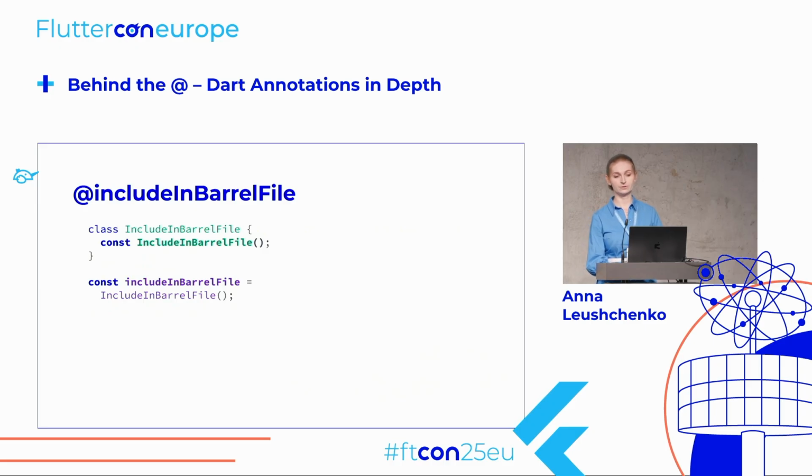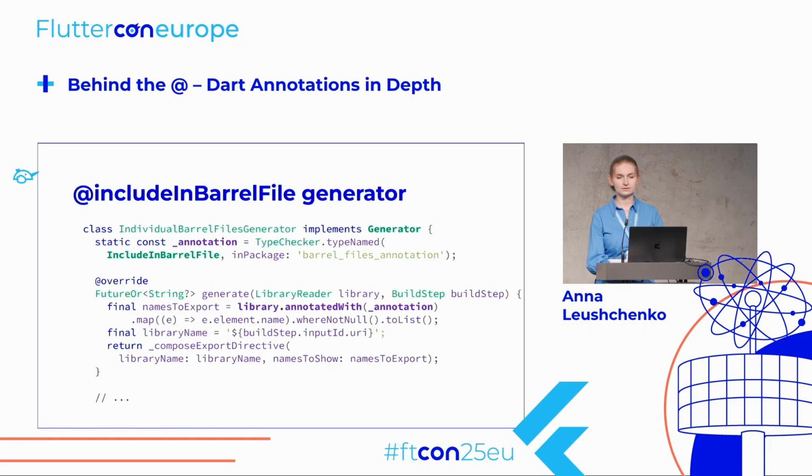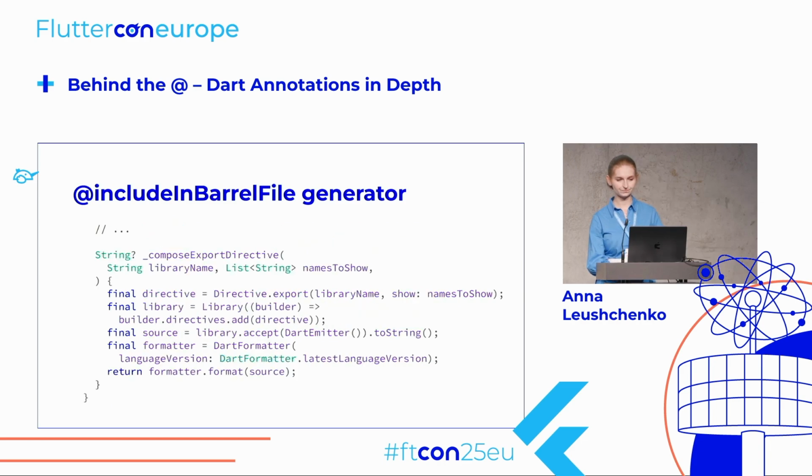And to achieve that, first, I have declared an annotation class and an instance of it. And this, once again, is a very simplified version of the code that collects all code element annotated with this particular annotation. Then it gets the names of those elements and the name of the Dart library they are declared in, and combines them into a single export directive. This is a method that produces the output code.